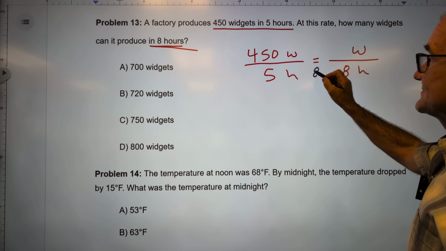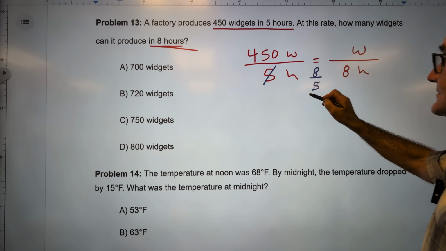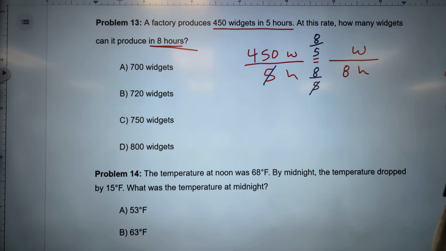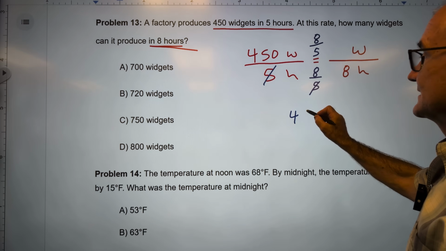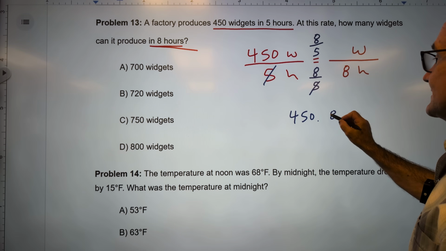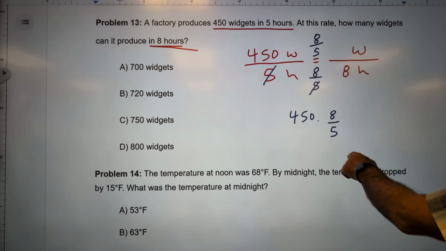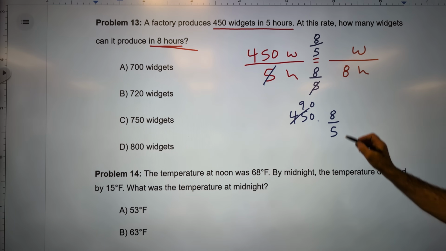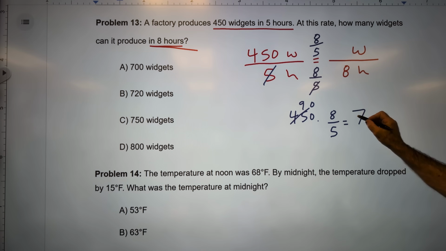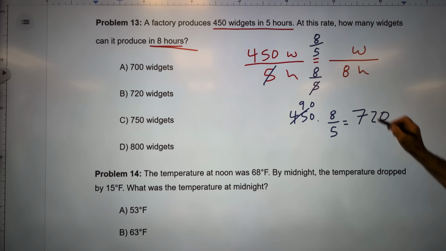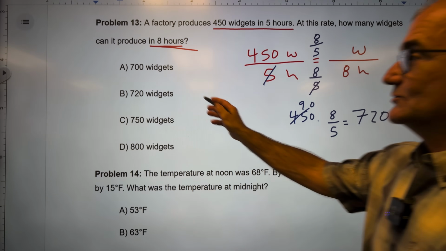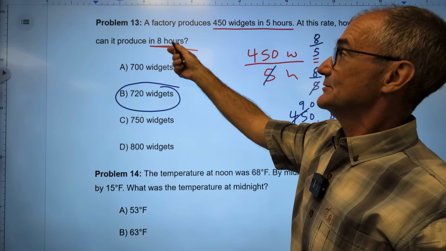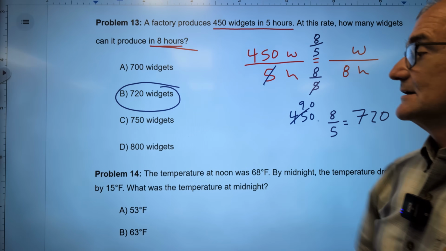So I'm going to have to multiply this by 8/5. These will cancel. If I do that to the bottom, I have to do it to the top. So then I have 450 times 8/5. 5 goes into 45 9 times, but I got a 0. That 0 there. 8 times 9 is 72. Don't forget that 0. Correct answer, 720 widgets. We'll double check that. How many widgets can be produced in 8 hours? I'm expecting more. That looks good.